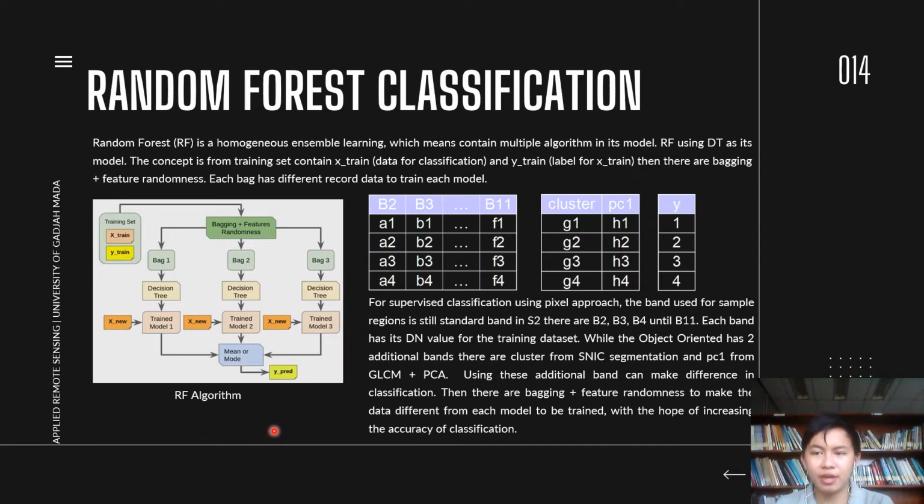After segmentation and textural analysis are done, we combine those two bands as input for classification. We use the random forest algorithm in classification. For pixel-based classification, it only uses band 2, band 3 until band 11, like the original bands from Sentinel-2. But for object-oriented, we add two more bands as parameters for classification. They are the cluster from SNIC segmentation and PC1 from GLCM. These two parameters make a big difference between pixel-based and object-oriented.